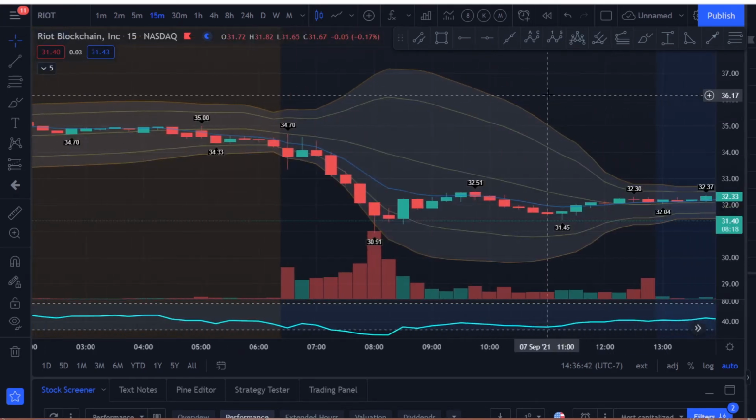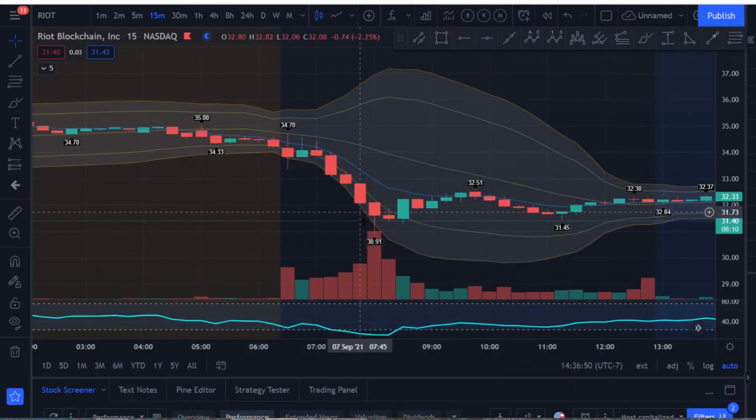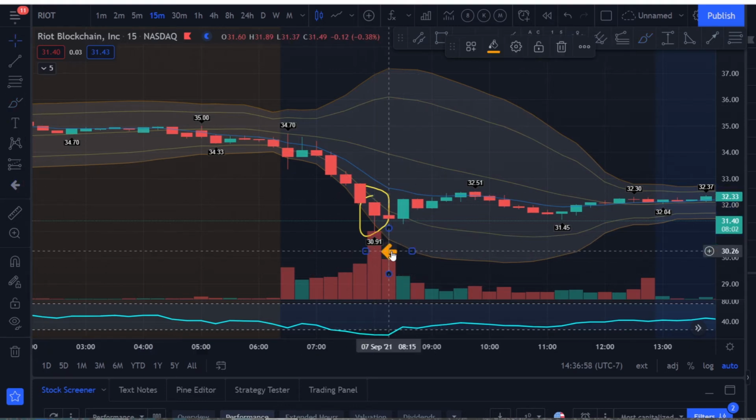Now let's take a look at another play on Riot here. So Riot, we're looking at the 15-minute volume climax reversal hammer. So reversal hammer, this candlestick here is a candle that signals reversal. And you also look at the volume here, where it's higher than all the other volume adding up here. So this is an oversold bounce play opportunity.